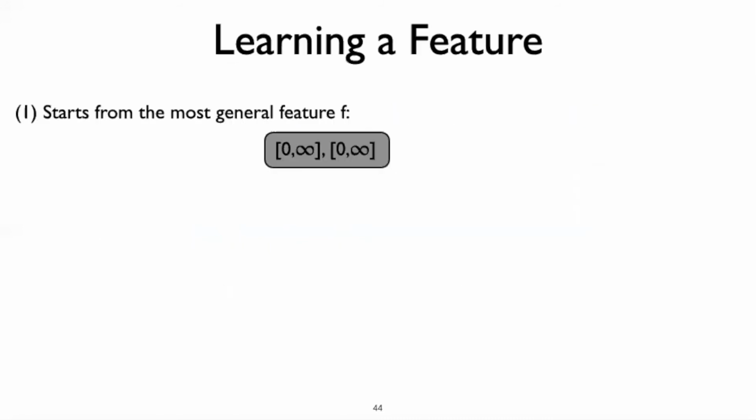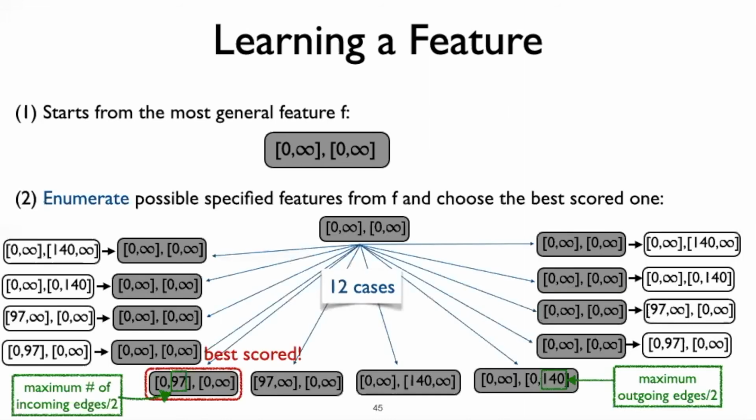Now I will explain how a feature is automatically generated. Our algorithm starts from the most general one, which always chooses all nodes from a given graph. Then, our algorithm enumerates possible specified features from it. A feature can be specified by cutting an interval of the abstract nodes in half or attaching a predecessor or successor. In the example, we assume the maximum numbers of incoming and outgoing edges of the given graphs are 194 and 280. After the enumeration, it uses the score function to choose the best scored one among them.